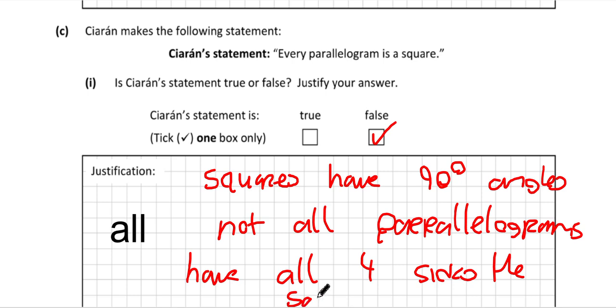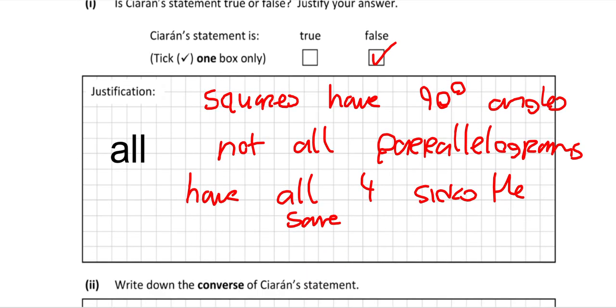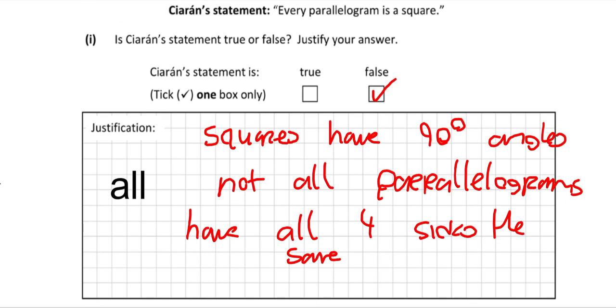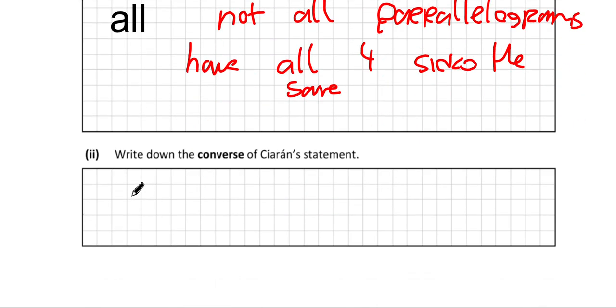Would you agree that a square is a very specific parallelogram? All the angles are 90 and all the lengths are the same. It's a bit like a tiger being a subspecies of a cat. It's a very specific cat. Okay? Now, what's the converse of the statement? Every square is a parallelogram. Is that true or false? It's true.